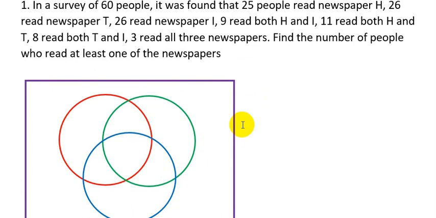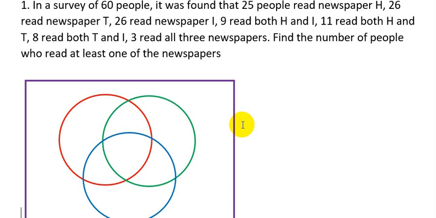Now the question says that in a survey of 60 people, it was found that 25 people read newspaper H, 26 read newspaper T, 26 people read newspaper I, 9 read both H and I, 11 read both H and T, and 8 read both T and I. 3 read all the three papers. Find the number of people who read at least one of the three newspapers. So let's get straight into it.